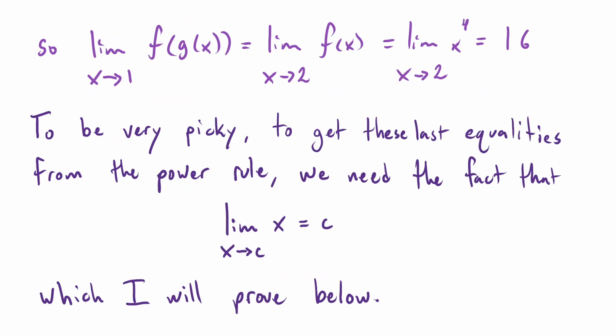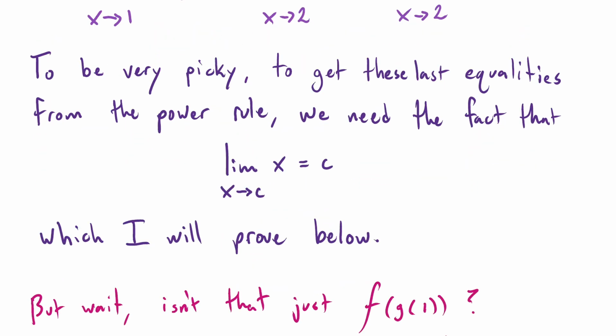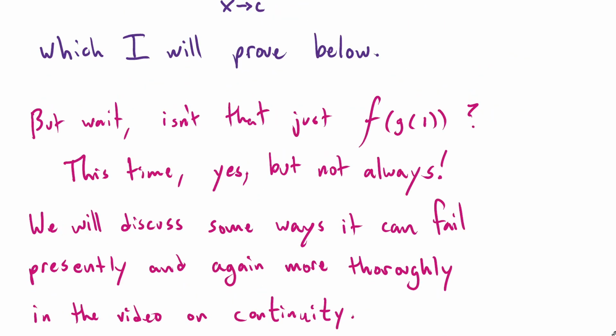Proofs involving limits, in order to be truly rigorous, have to use the delta epsilon version of the definition of a limit, and you might think to yourself, this is a bit overkill. After all, that last one really did seem like we could just substitute in the value in the first place. And while that's certainly true in this example, it is not always true. We're going to learn about situations where the limit might exist, and yet the function value is not defined. We'll discuss this and other ways that it can fail presently, and again more thoroughly in a video on continuity that is to follow.